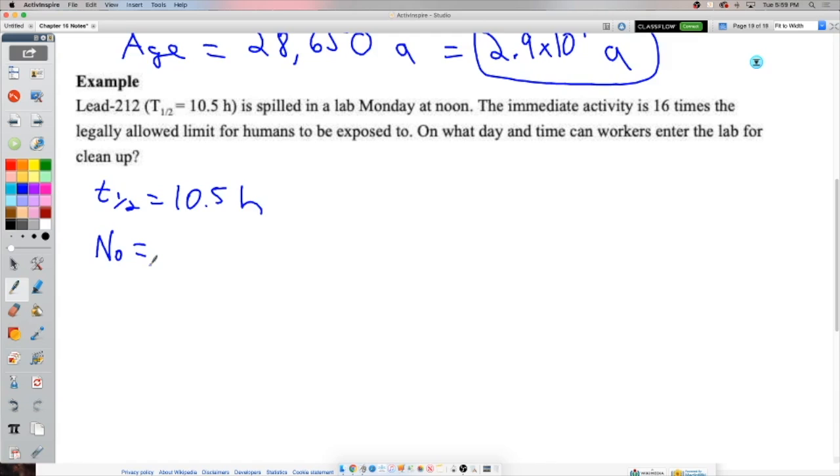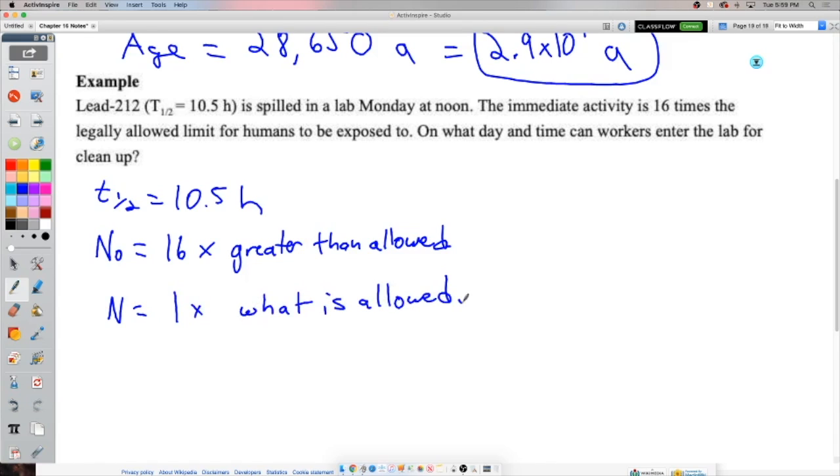So N naught is, and we want to know when are you allowed back in? When it's 1 times the legal amount, right? That's when you can go in again. So we need to figure out how many half-lives that is. So start with 16. One half-life goes by, you get 8 times the legal amount. Another half-life goes by, you get 4 times the legal amount. Another half-life goes by, you get 2 times the legal amount. And there we go. That's when we're going to be allowed back in.